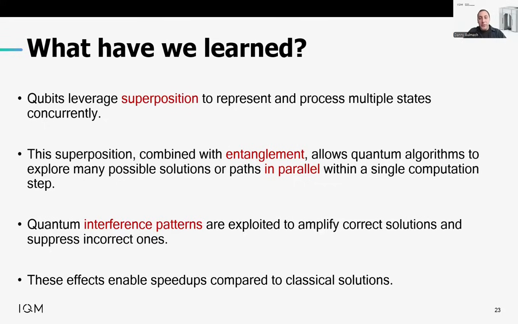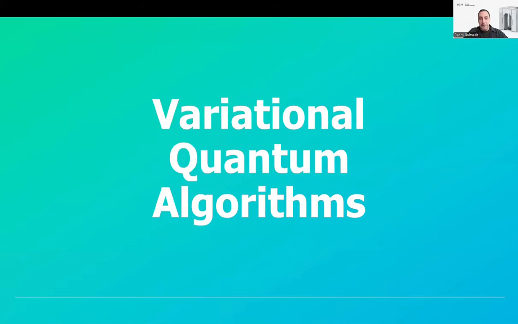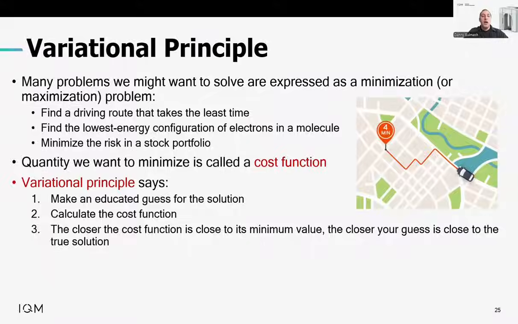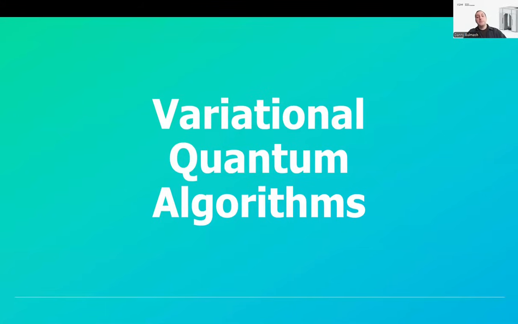So we're now going to switch gears a little bit to a different type of algorithm called a variational quantum algorithm. So this is a totally different class of algorithms that works for a different class of problems. So let's step back and talk about a different class of problems.